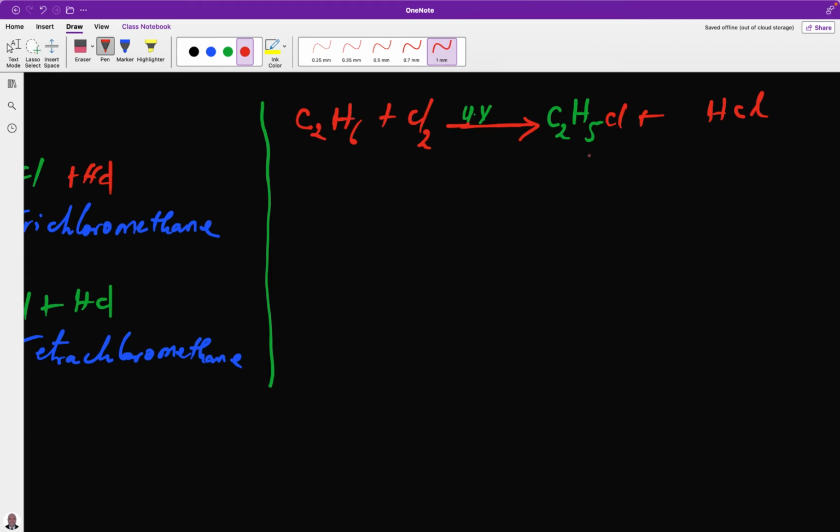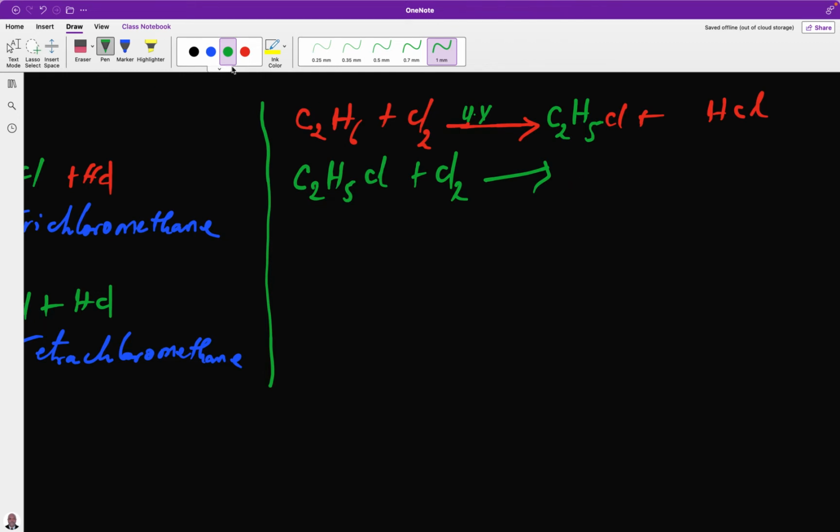Now, this molecule comes here again and plays the same role as we saw in methane. It is C2H5Cl plus Cl2. It gives what? We keep on substituting the hydrogens. All the hydrogens, we keep on substituting them one at a time. The first hydrogen has been substituted. We are on five hydrogens now. Now, one chlorine atom comes to substitute it.